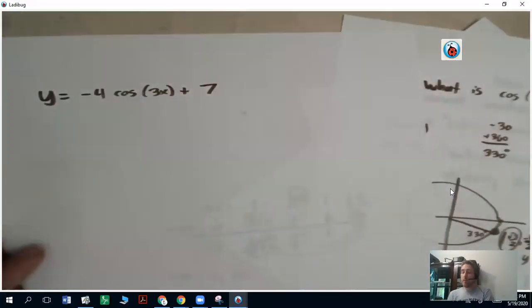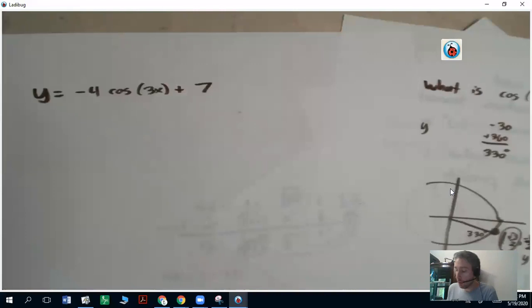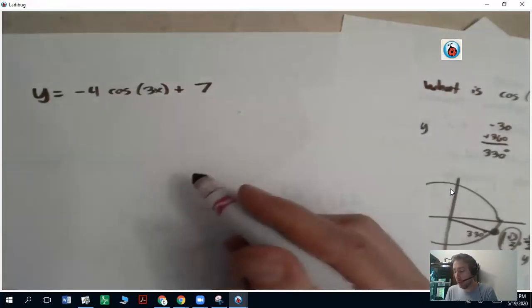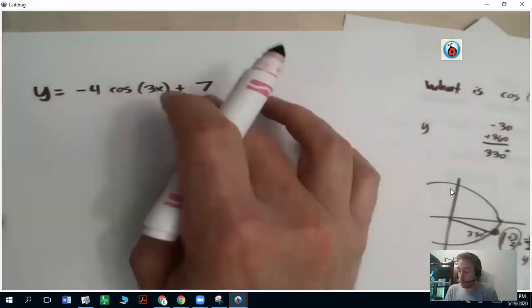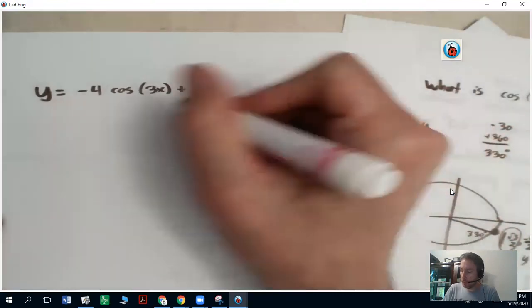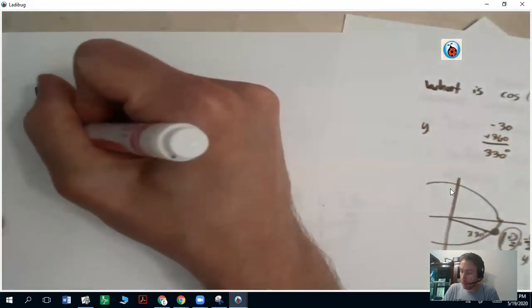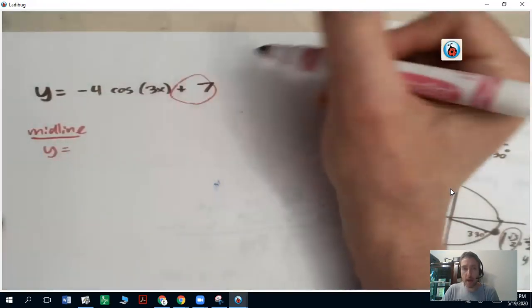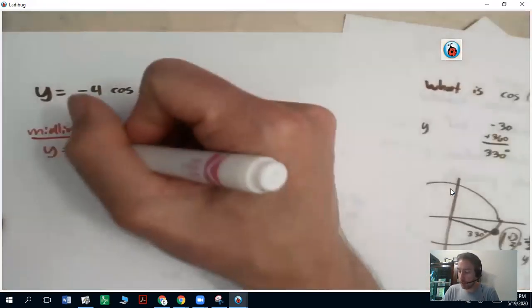All right, when getting information from a trigonometric function, we can identify the amplitude, midline, period, and maximum and minimum from just the numbers here you see. I'll back it up with a graph. First, I like to start with the midline. Midline is always y equals the number at the end. So in this case, plus 7, y equals 7.